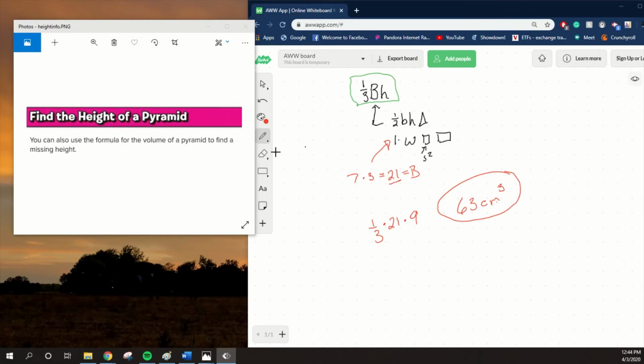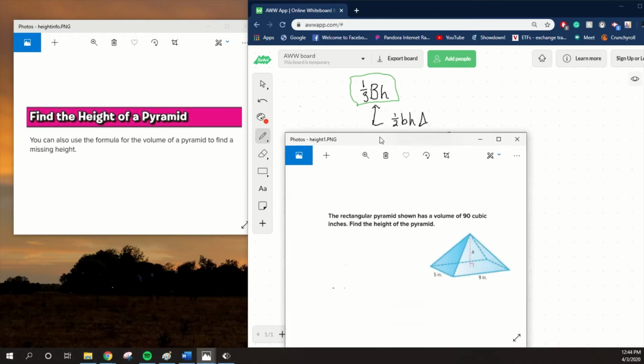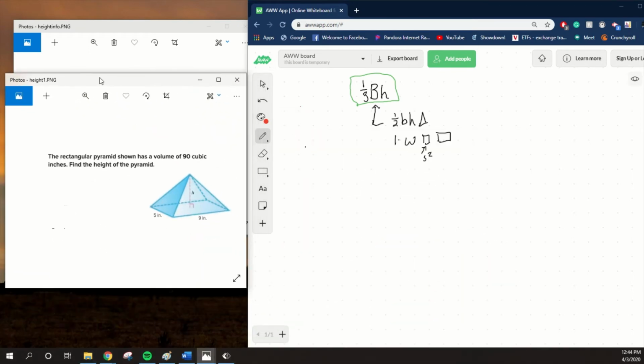Another type of problem that you can run into when talking about the volume of a pyramid is when we need to find the height of the pyramid. So this is an example where they give us the volume and we're going to have to use our formula here to find the height. So here it gives us the rectangular pyramid shown has a volume of 90 cubic inches. Find the height of the pyramid. So I notice that it has a rectangular base, so I know I'd be using that length times width for the area of that base.